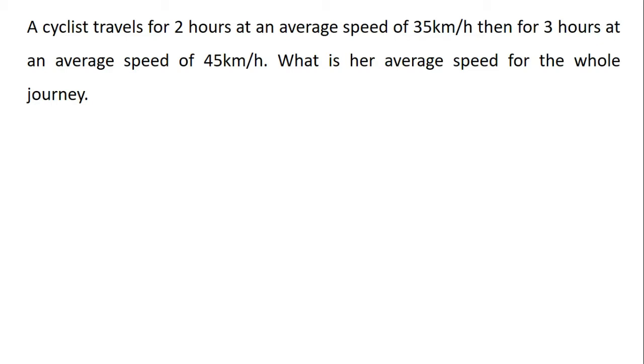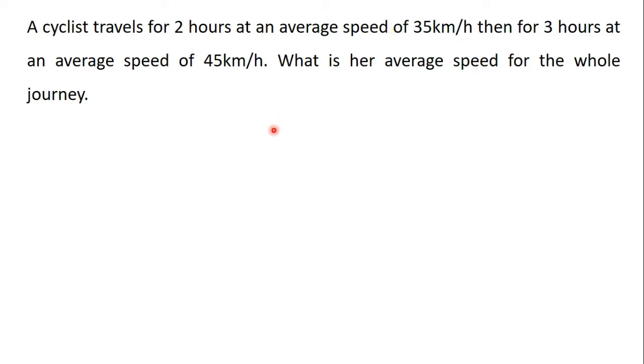So the cyclist made a journey in two parts. For the first part, she traveled for 2 hours at an average speed of 35 kilometers per hour. And for the second part, she traveled for 3 hours at an average speed of 45 kilometers per hour. We are going to use this information to find her average speed for the whole journey.